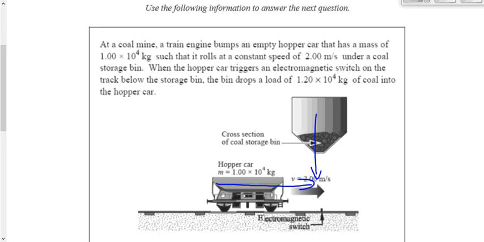So we got a collision, right? The hopper car is moving to the right. The coal is moving downwards. What happens? The hopper car collects the coal. They head off as one, right? It's a two-dimensional collision. Where should theoretically the hopper car and the coal go?